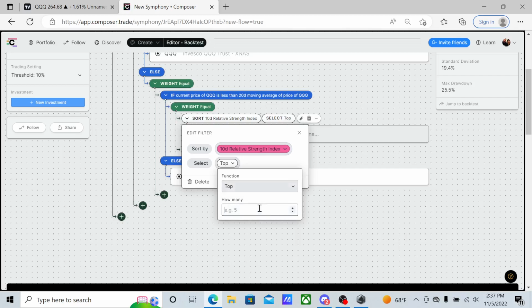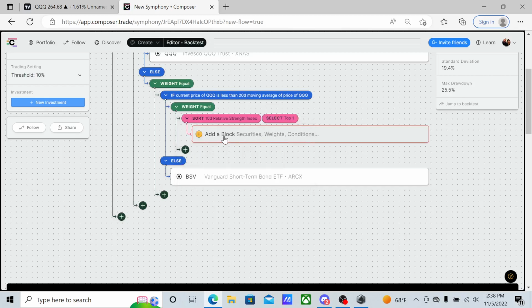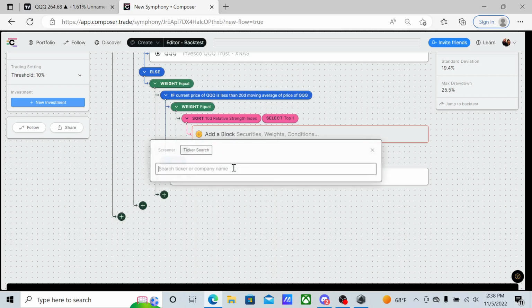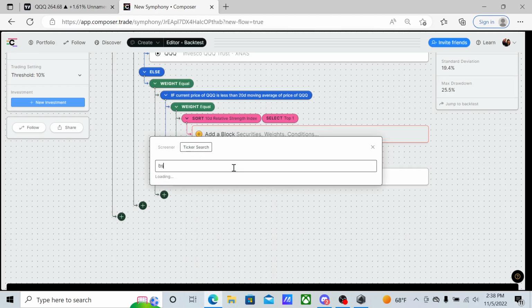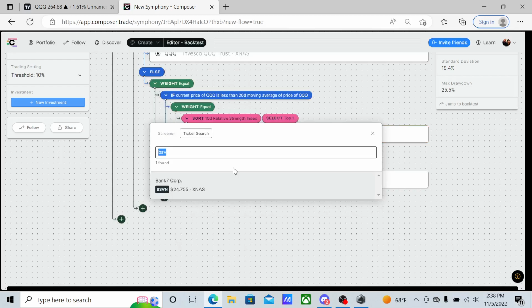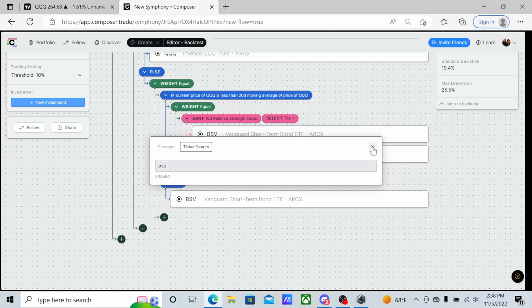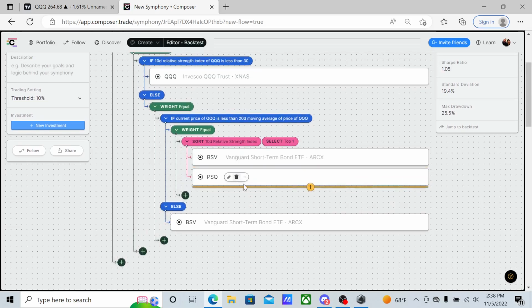I'm looking to transition to the one, whichever one is stronger, and one just means you're investing in one asset or one security, whatever you want to call it. So then you're going to plug in which ones you want to compare to each other. I want to compare short-term bonds to PSQ, which is the 1x inverse of the NASDAQ. So you'll plug those two in, and basically it's going to sort whichever one has a stronger 10-day RSI. That's the one it's going to invest in.